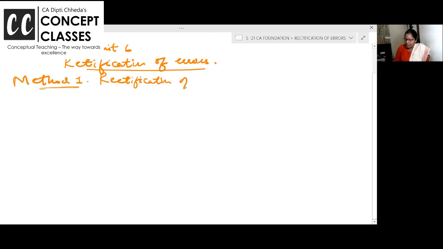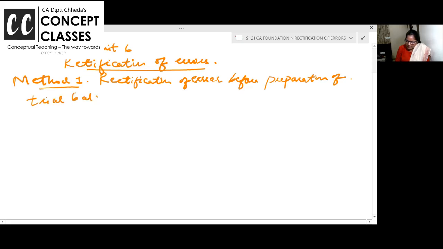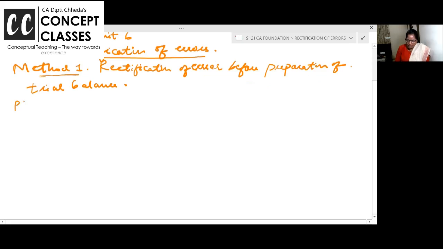Rectification of error before preparation of trial balance. They are usually asking the second one, but still we'll do. Rectification of error before preparation of trial balance. Nice, clear? Chale.